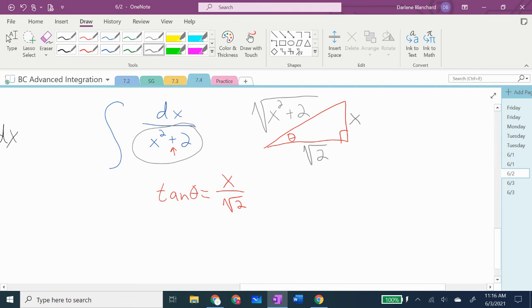When I'm doing the trig substitution, I've got my u, and now I need my du, so basically I need to take the derivative. Derivative of tangent is secant squared theta, and I need to multiply by the differential d theta. The derivative of x divided by root 2 is 1 divided by root 2 multiplied by the differential dx. Dx will be substituted with, multiply the root 2 over here, root 2 times secant squared theta d theta.